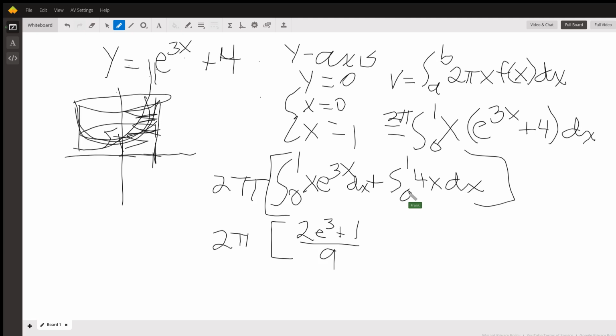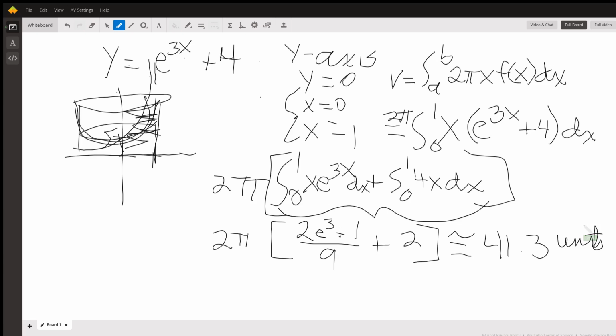So this is 2 e to the third power plus 1 over 9. And then the integral from 0 to 1 of 4x dx is 2. So it's 2 pi times 2e to the third plus 1 over 9 plus 2. And that comes out to somewhere around 41.3 units. It didn't give exactly what the units is. So it's 41.3 units, whatever that is, the volume of this solid. So again, if you go to integral-calculator.com, you can see step by step how to find those two integrals. But there's your answer, 41.3 units.